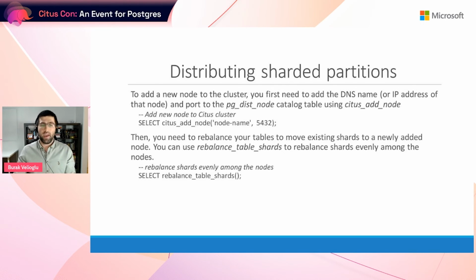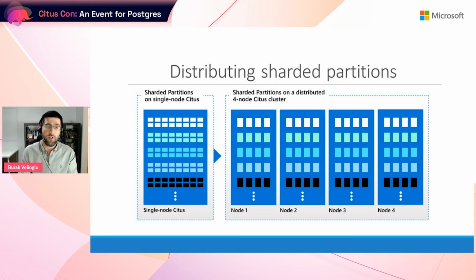And after adding your data, you also need to rebalance your data to make sure that you move the data from the old nodes, or the initial nodes, to the new nodes. And if we want to show it graphically, with single node Citus, we have partitions. We have sharded our partitions. And if you want to scale out those sharded partitions, you can basically add nodes to your cluster. And after adding nodes, you can run the rebalance table shards command to rebalance your sharded partitions on the multi-node Citus cluster.